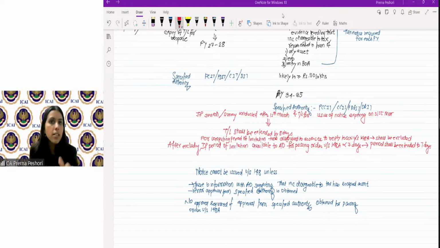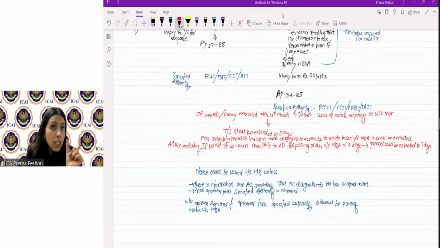So 3 prior years as well as the current year. Let's say a search is conducted on 20th March 2024. Then for the current year, if the information is available, he can issue the notice, and for the last 3 years, right? For the last 3 years, it will be 2021, 21-22, 22-23. He can issue by 31st March 2024, right?